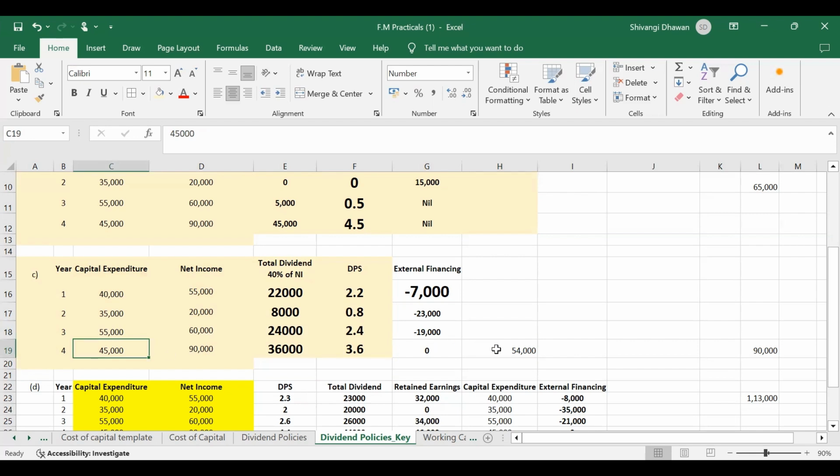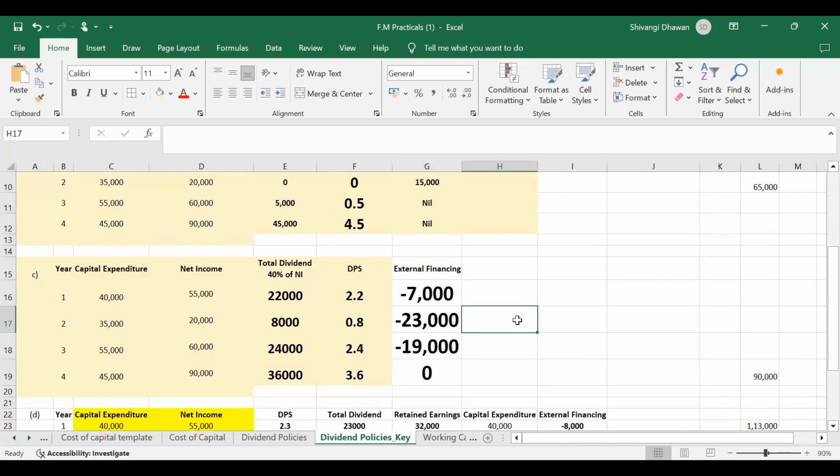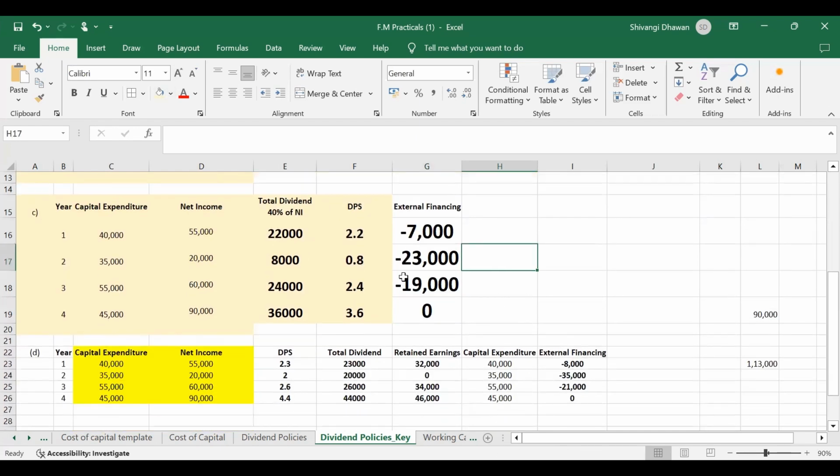So here you are not required to have any amount of external financing. Therefore, we have written 0 here and not included the formula, right? I hope it is understandable.